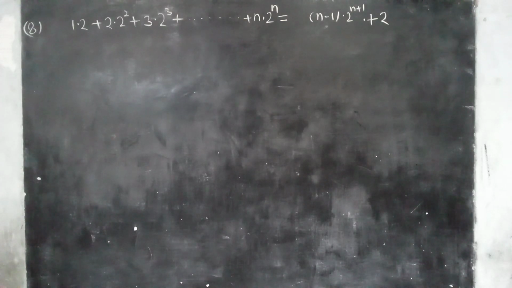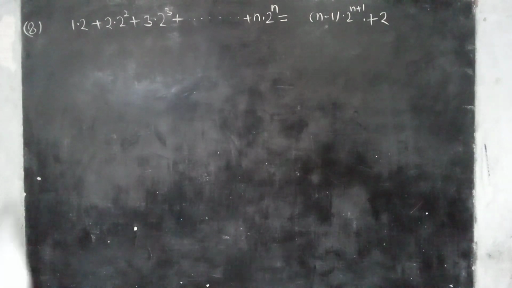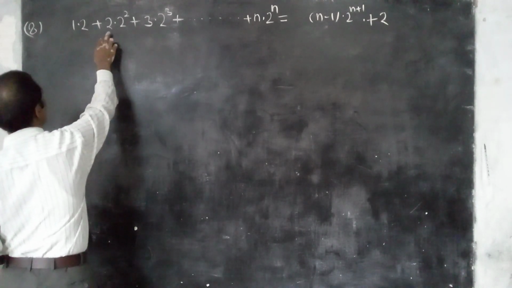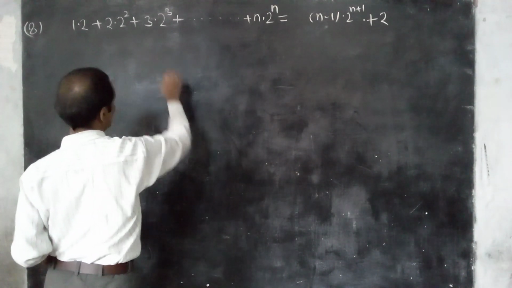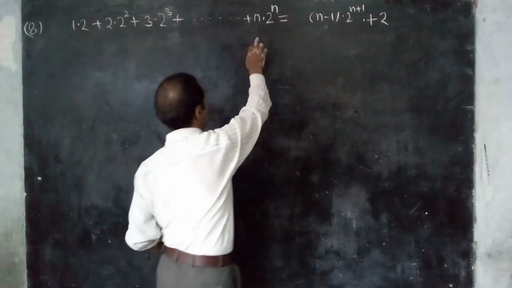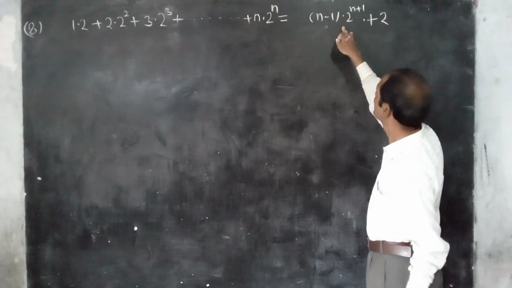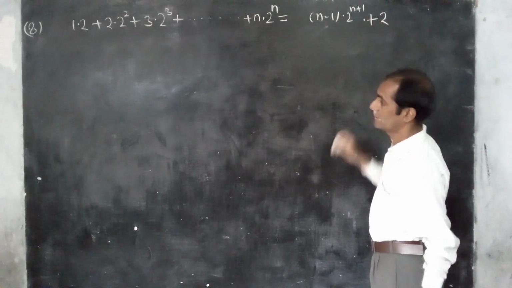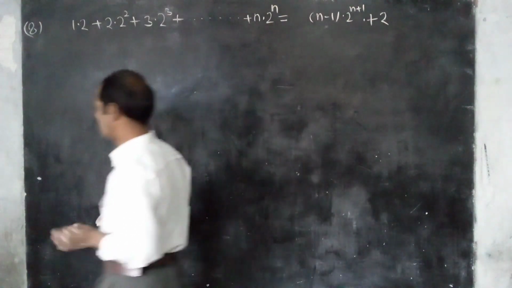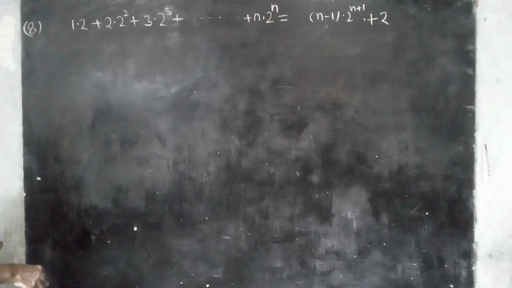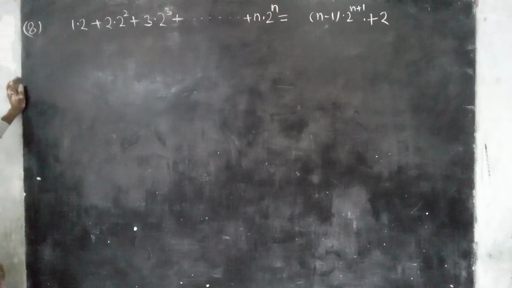Your question is: using the principle of mathematical induction, prove that 1 into 2 plus 2 into 2 square plus 3 into 2 cube, dot dot, n into 2 raised to power n is equal to (n minus 1) into 2 raised to power (n plus 1) plus 2. This is the given mathematical statement. Now we have to prove this by the principle of mathematical induction.